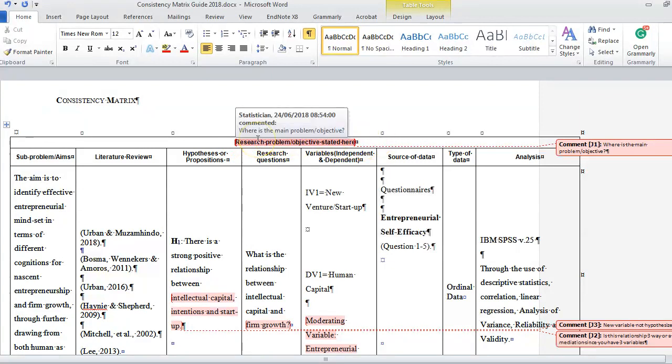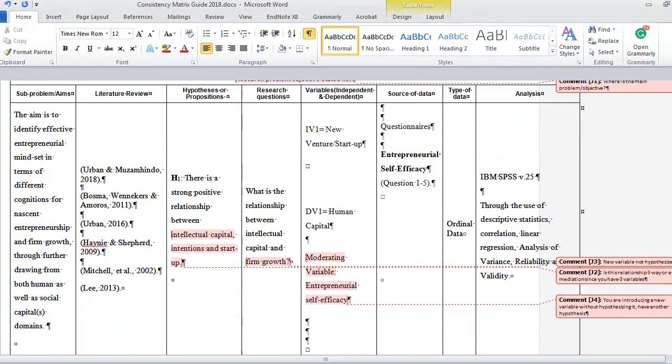And then after this, you need to subdivide it. That is, if you've got subdivisions, you need to subdivide it into sub-aims or sub-problems. So now you take the bigger problem, you make it into smaller pieces. That's what you put under sub-problem or sub-aim.